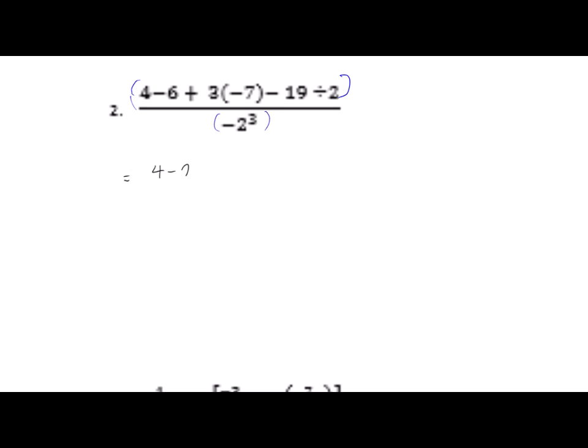-4 minus 6 minus 21 minus, well, I'm going to write 19 divided by 2 as 19 over 2 because we understand it as a quotient. Now, as for the bottom portion of this, we have -2 raised to the 3. Imagine that 2 is raised to the 3, and then we apply -1, so we end up with -8. So now, when we simplify the top, we're going to end up with -23 minus 19 over 2, divided by -8.